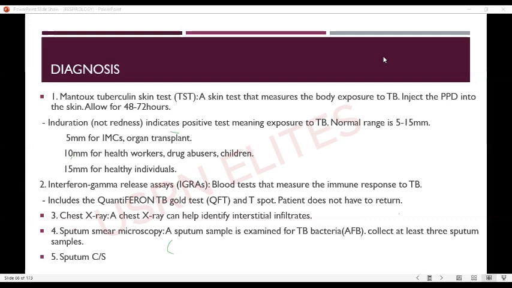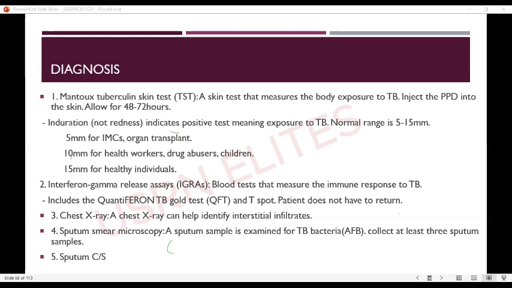The name is purified protein derivative. Let me type it in the chat box, like everyone is asking. They will not even ask about this, but it's good you know anyway. Purified protein derivative. So they will inject this into the skin, into the intradermal space, the dermis, at 5 to 15 degrees angle on the skin.